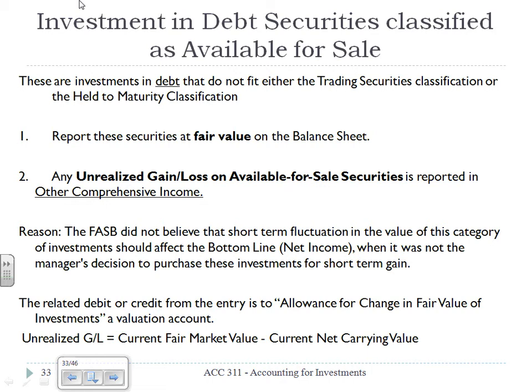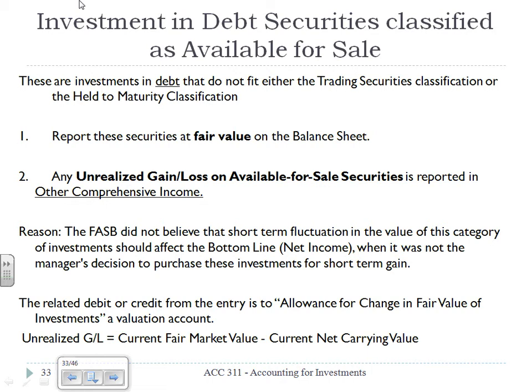Because this is not really what the manager's main job is. So you think about Starbucks, right? Their main job is selling coffee. And so we really don't want to have unrealized holding gains and losses from their available for sale securities changing the importance of that net income number. And that's why they wanted that outside of net income.